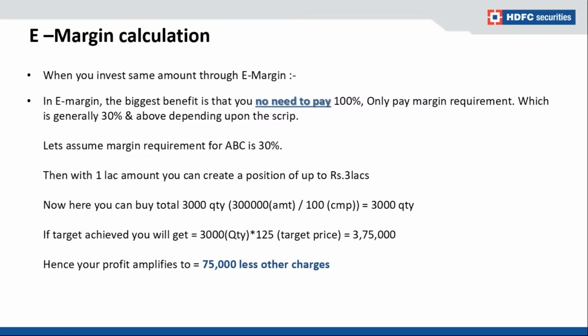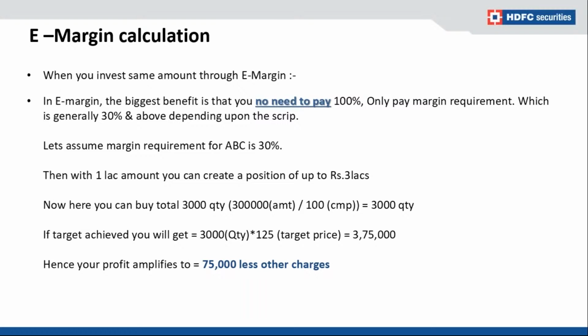E-margin is saying that if you already have 1 lakh rupees in your bank limit, the same, you can create a position up to 3 lakh. Why? We have given leverage facilities of 3x to 4x. So let's take the example with 3x. You already have 1 lakh. How much quantity can you take in e-margin? You can take up to 3,000 quantity, but in cash you can only buy 1,000 quantity.